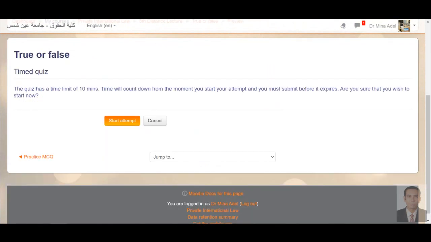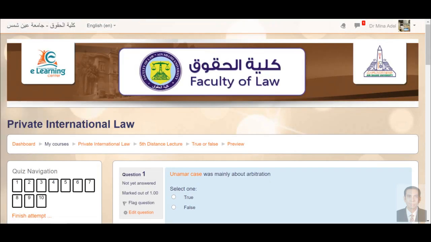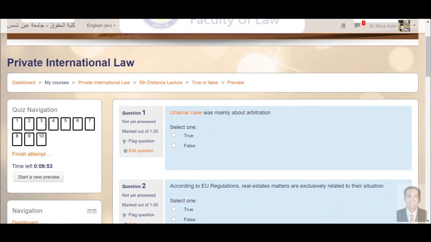True or false, of course, here we don't require a justification nor correcting the false answer. We just say if it is true or false. So we just put the sign. So we don't here require any justification. So here, as you see, we have 10 questions and we have 10 minutes. So we will resolve this quiz in 10 minutes like the two previous quizzes.